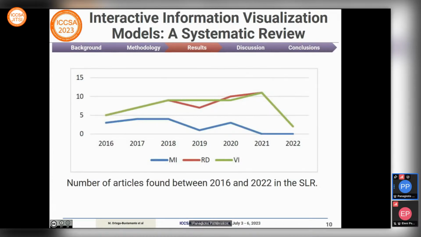So the number of articles from 2016 to 2022, as you can see, the articles that are focusing on DR methods are not necessarily the same ones that are focusing on information visualization. Although we can see a growth of research focusing on these methods between 2018 until 2021, kind of.